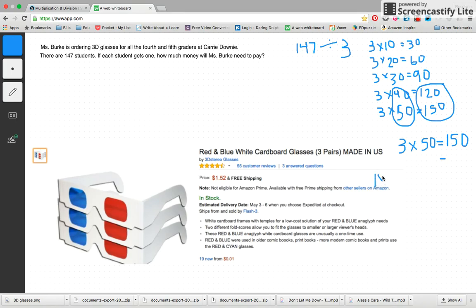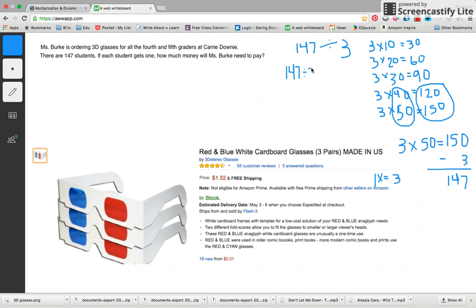I know that 1 group of 3 equals 3. So I'm going to subtract 1 group of 3. 150 minus 3 is 147, which is exactly what I want. So what does that mean? It means I had 50 groups of 3, and then I subtracted 1 group of 3. So 50 groups minus 1 group would be 49 groups. So that means 147 divided by 3 is 49.